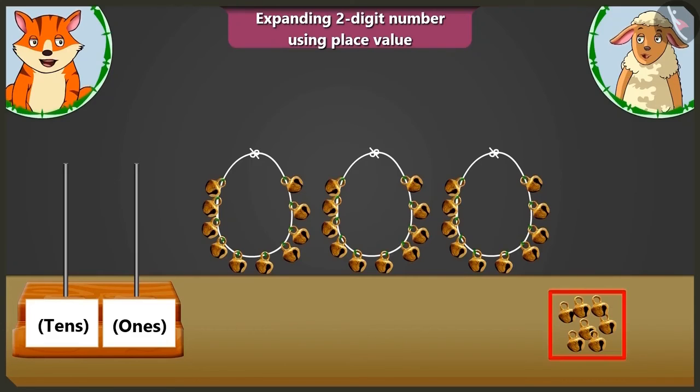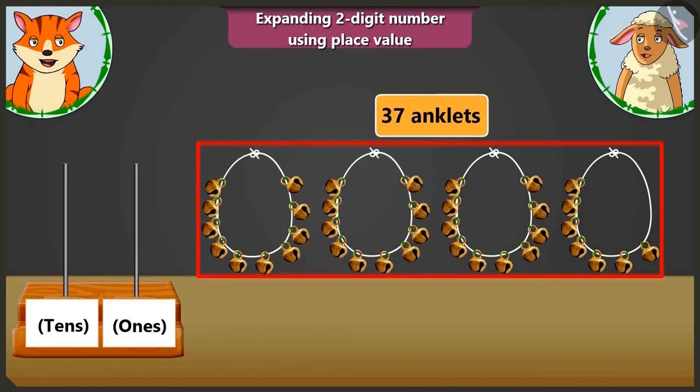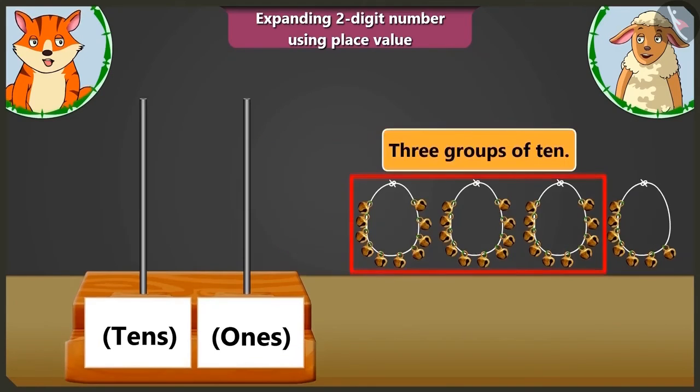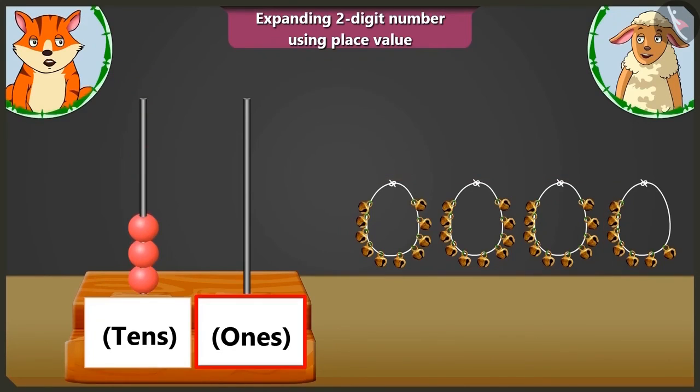Now let me count the beads we have left uncounted. 1, 2, 3, 4, 5, 6 and 7. It means the total number of beads are 37. Here there are 3 groups of 10s. That's why I will put 3 beads in 10s box and 7 beads in 1's box.